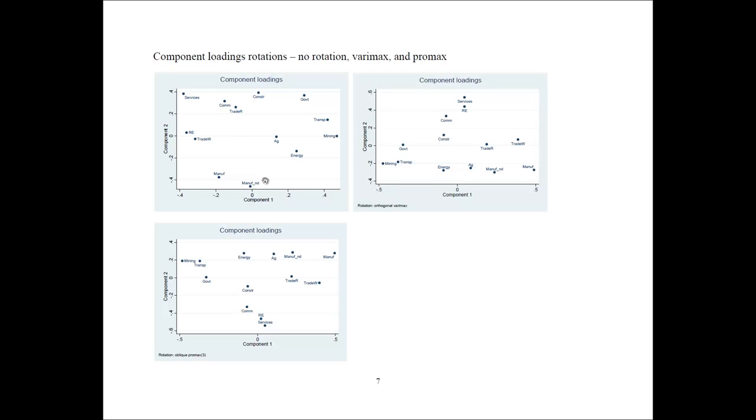Now after rotation, this is the Varimax rotation and this is the Promax rotation, you can see how they start to have a little bit different location. So what we want to do is some variables really high loading on one component, almost no loading on the other one. And so we kind of want them to be almost close to the horizontal and the vertical axis, if at all possible. So trade is one such variable.